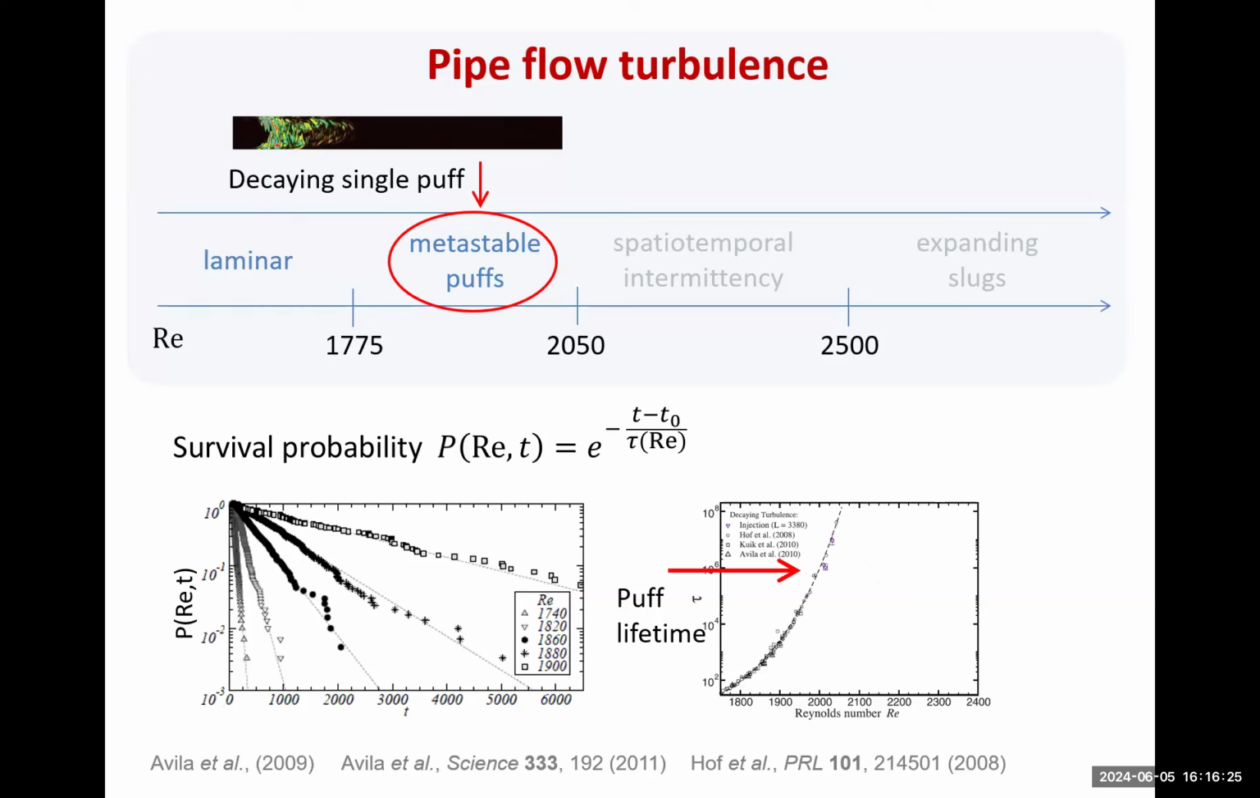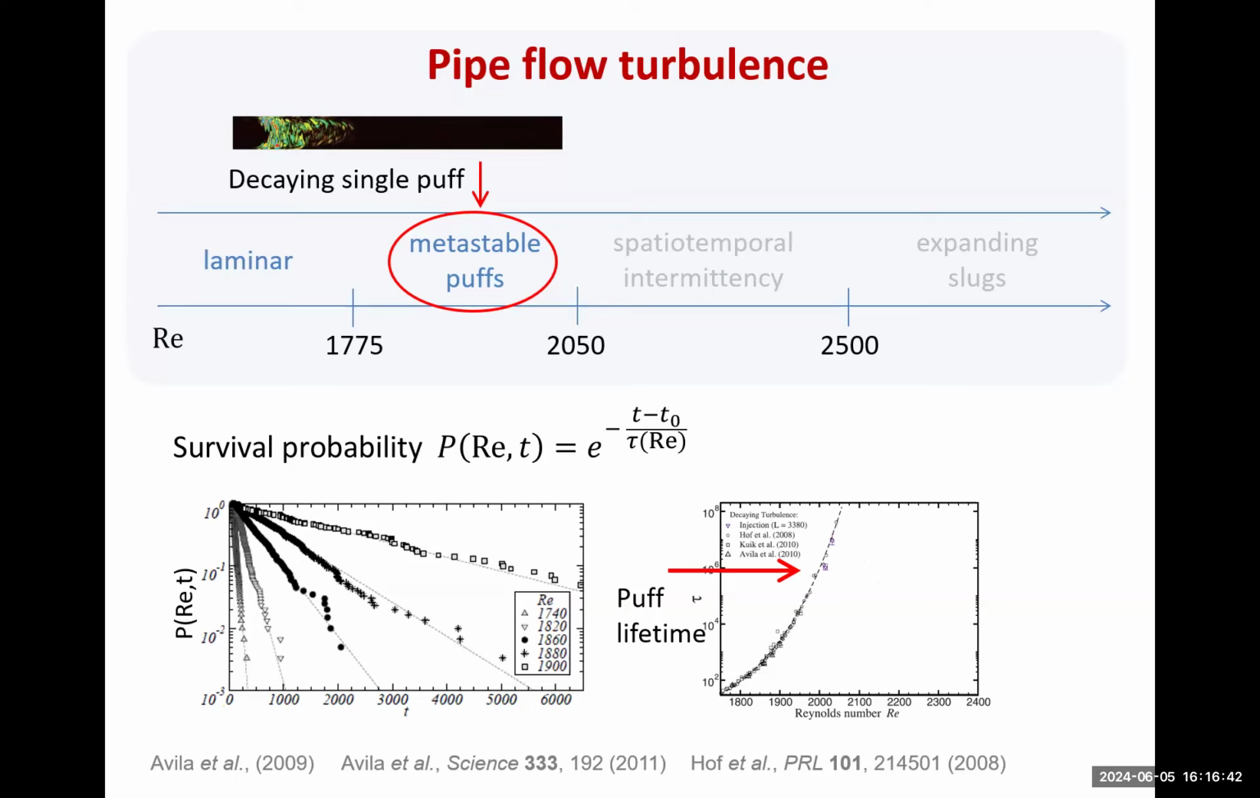So here's some of the early data. This is log p versus time. You can see the data form these lines, different lines with different Reynolds number. So I can then work out what this lifetime is as a function of Reynolds number. So here it is. That lifetime increases with the Reynolds number.